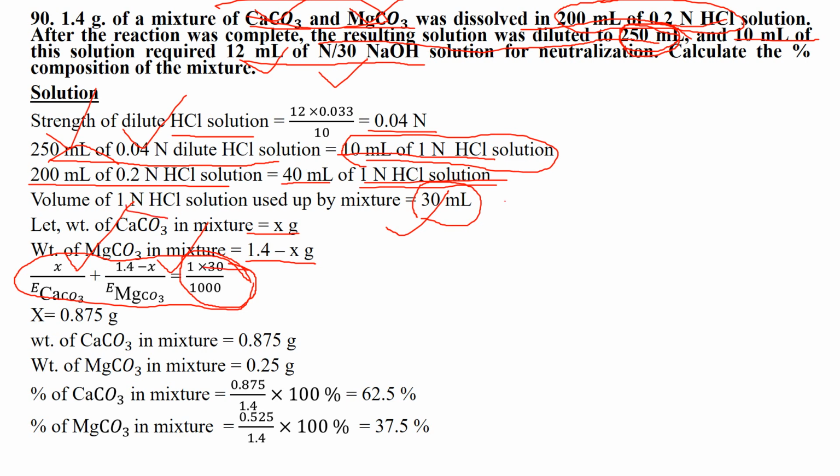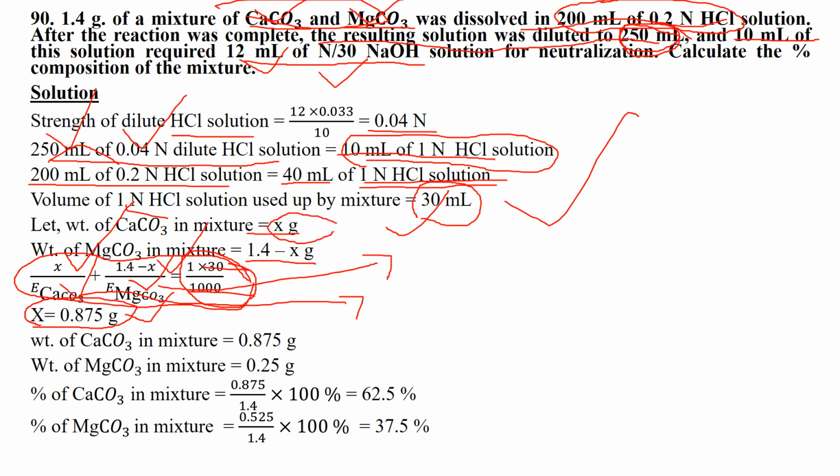Here, 30 divided by 1000 is equal to x by the equivalent weight of calcium carbonate, plus 1.4 minus x by the equivalent weight of magnesium carbonate. By calculating, the value of x will be 0.875 gram. We have to know the equivalent weight of calcium carbonate, that is 50, and the equivalent weight of magnesium carbonate is equal to the molecular weight of magnesium carbonate divided by 2. Then by using the equations, x will be 0.875 gram, and x is the amount of calcium carbonate.